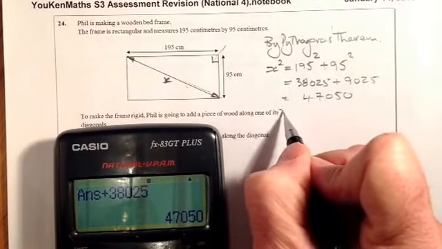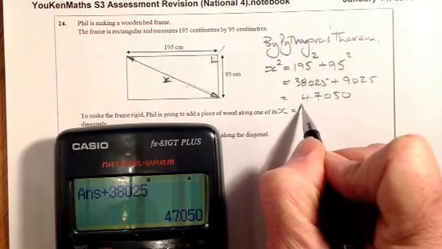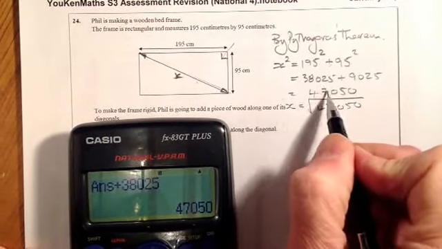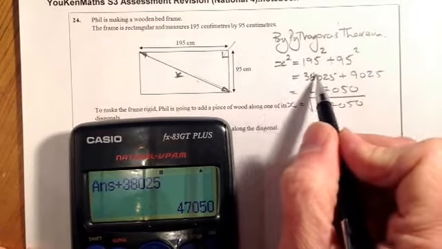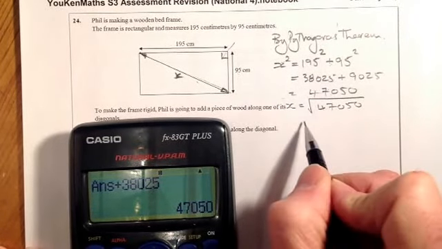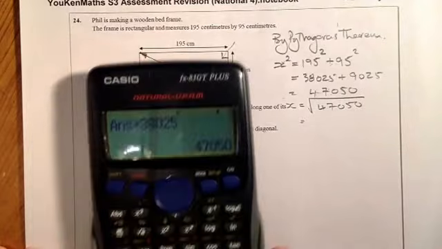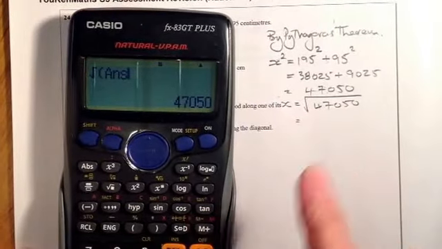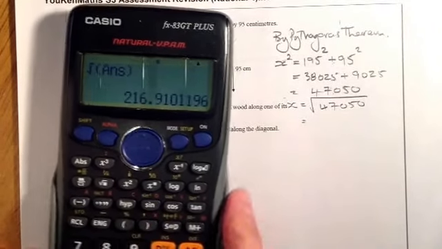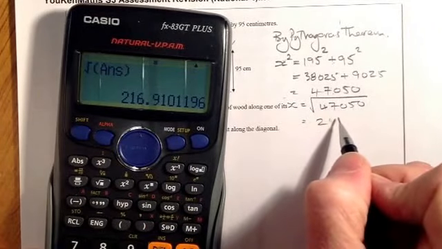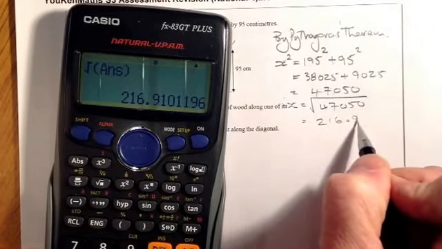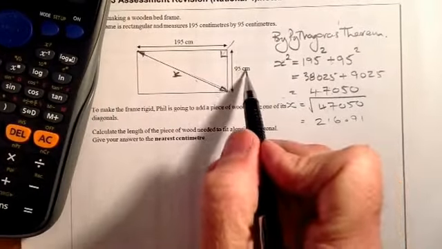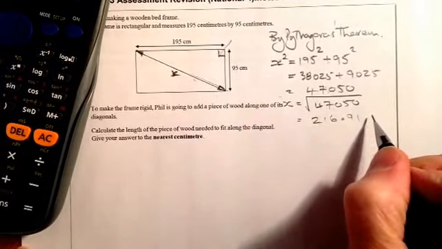I've got to remember that I've still to take the square root of that number there. Okay, because that's x squared. X squared equals that. I'm going to take the square root to find out what x is equal to. So I'm going to do the square root of that number there. That should give me 216.91. And that's working in, let's see, we're working in centimetres. Okay.